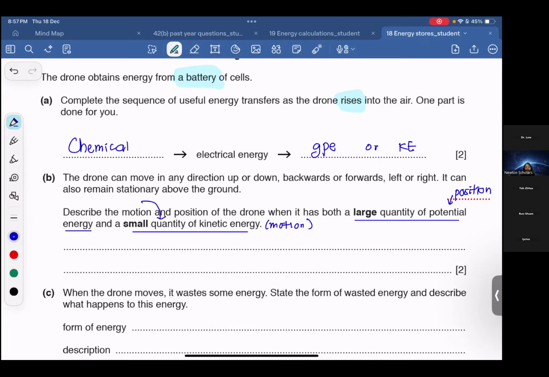Potential energy is due to the position, and a large amount of GPE means what kind of position it achieves right now. Small quantity of kinetic energy: kinetic energy is due to motion, so you have to describe the motion. If I say only a small quantity of kinetic energy, what happened to the motion? How does it move, fast or slow? Is the position high or low? What happened to the height?